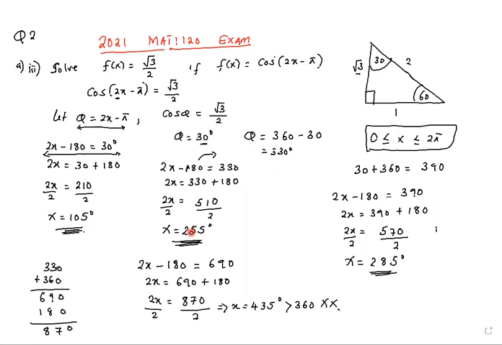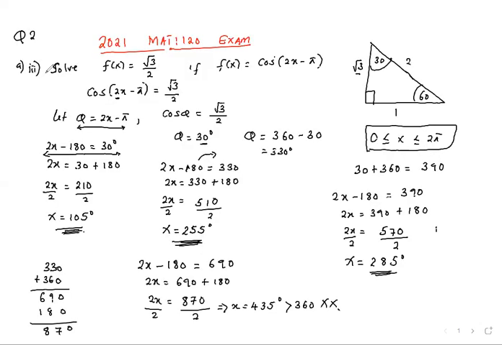You check again, you get the coterminal of 30. You get 390. This is theta. So theta is equal to 2x minus 180. So again, you solve for x. You have the solution. That's what we need here.